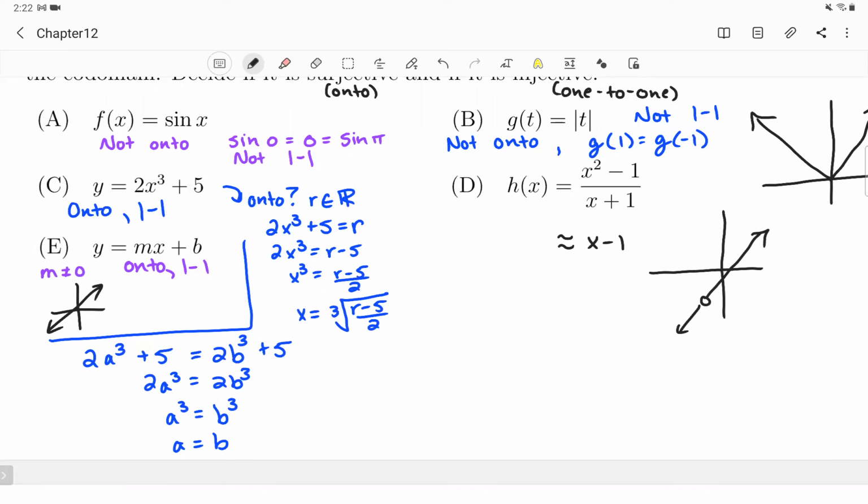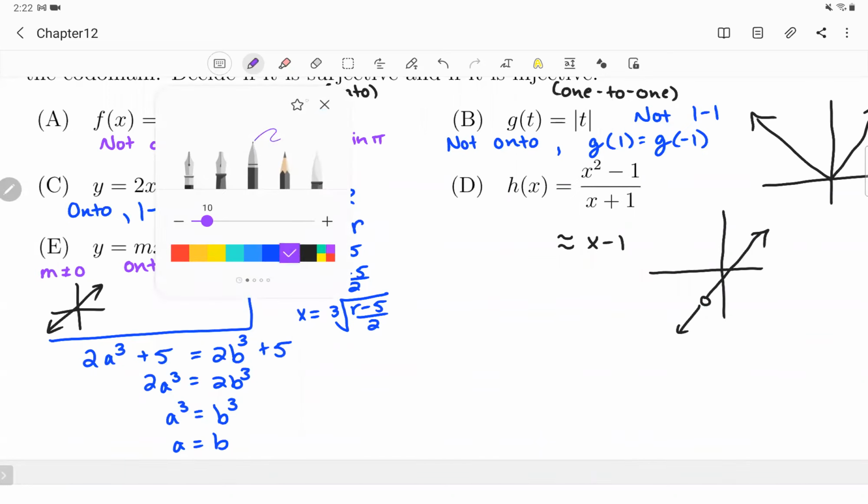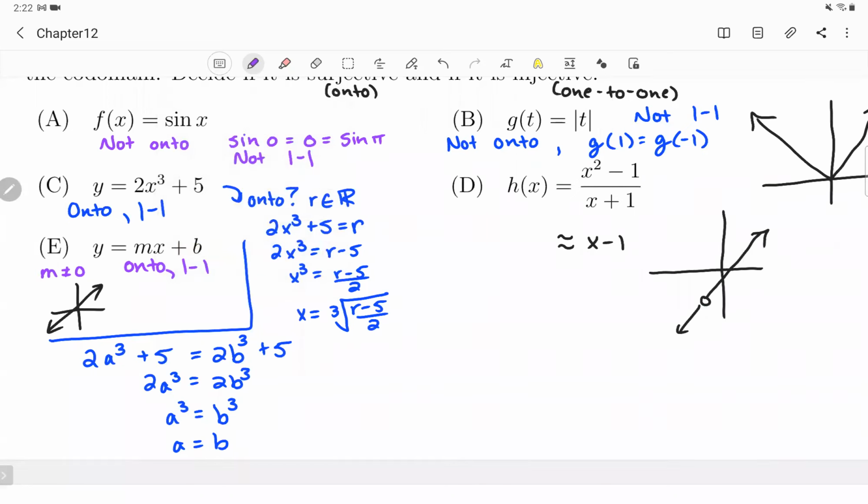Okay. Is this onto? Good. It's not onto. It's so close to being onto, but it actually misses -2, because of that hole. Is it 1-to-1? Yes.